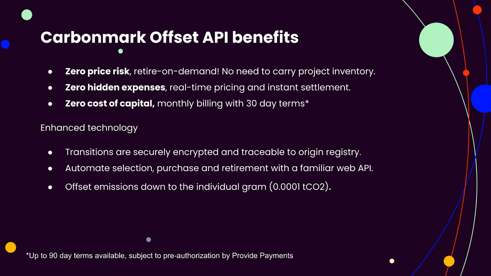that we have with the Carbonmark Offset API. So as opposed to carrying that price risk on inventory, you have zero price risk. So when your customer puts in an order for a specific project, it will actually go to the Carbonmark API to do the order. It will source it, and then it will retire it, and there'll be no cost to you. And that's based on the 30-day terms, and we'll get into the billing.